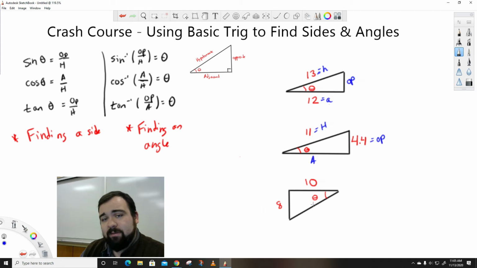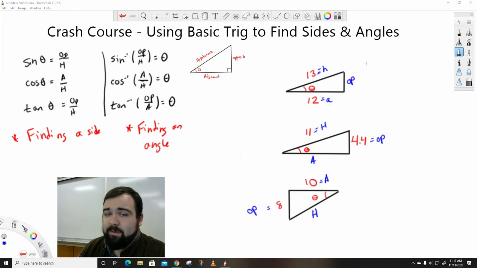Now for the bottom triangle, theta is in a little different location. It's the top right. So we look again for the longest side of the triangle, which would be down here. The side touching theta is going to be adjacent. And on the other side of the triangle, this is opposite. So now we have the sides identified. We need to look at what trig functions we're going to use for each one.